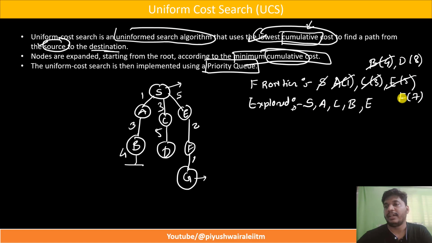Now I have remaining two nodes, that is D and F. In this case, which one is at minimum cost? F again. So I will explore F. Is F my goal state or not? No. But can I go to G? Yes, from F, I can go to G. But at what cost? Through S, 5 plus 2 plus 1, that is 8. So G, at the cost of 8, right? So we have explored F and we have added G to the frontier.